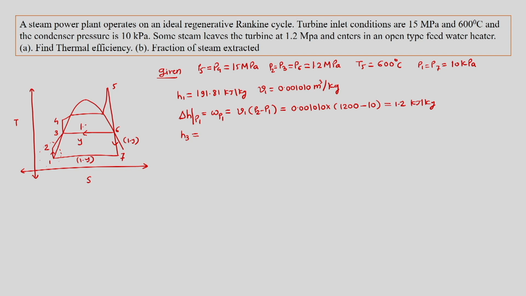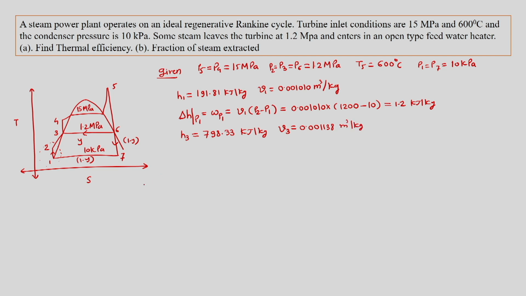Then we can find H3 from the steam table, and H3 is the liquid saturation enthalpy at 1.2 megapascal. So, at 1.2 megapascal we can find H3, and H3 will be 798.33 kilojoule per kg, and the specific volume at the same station can also be seen, which is 0.001138 meter cube per kg.